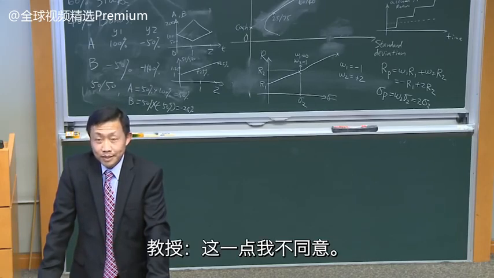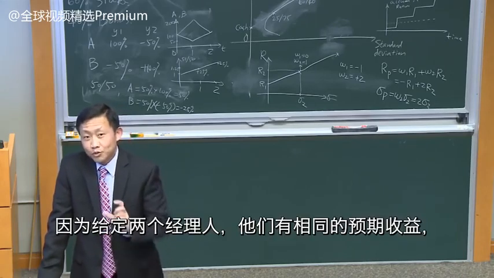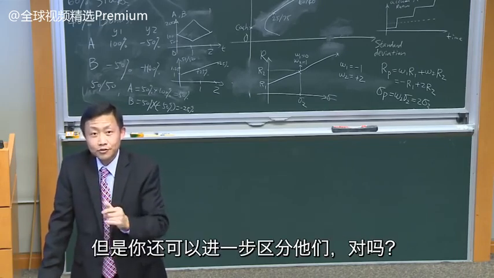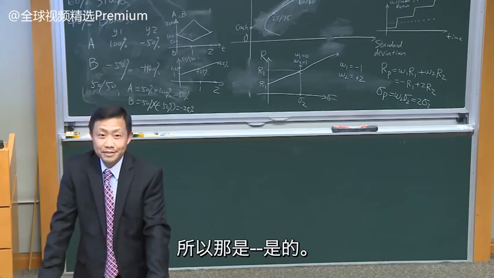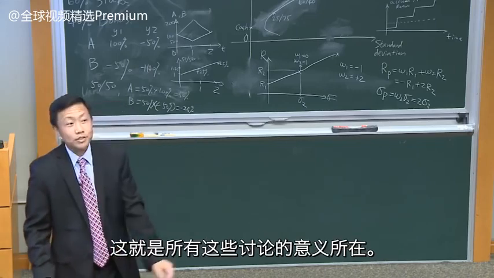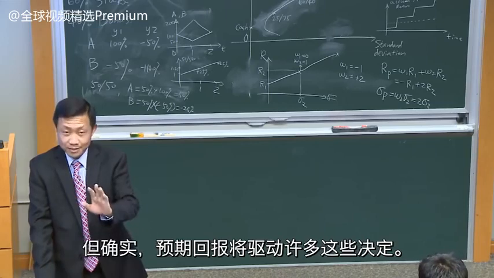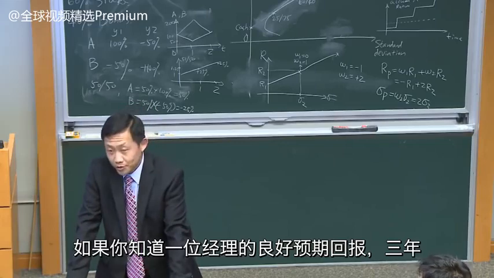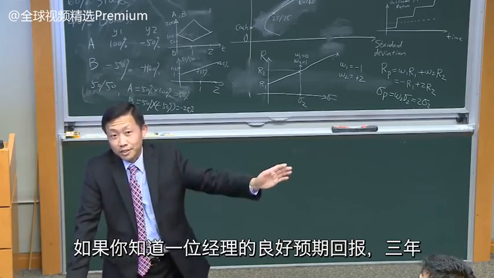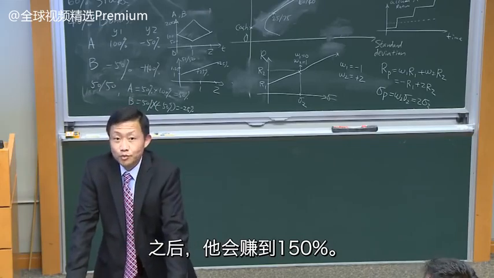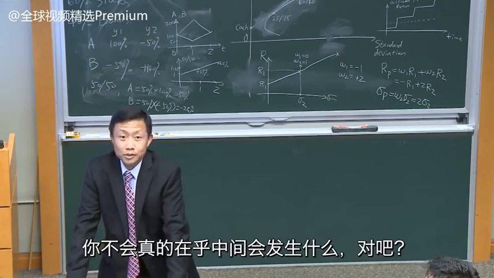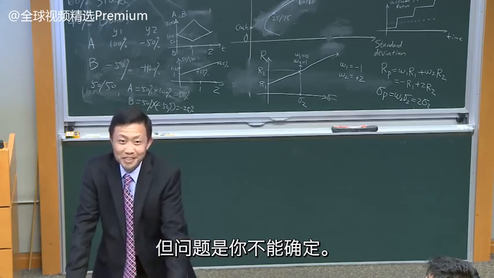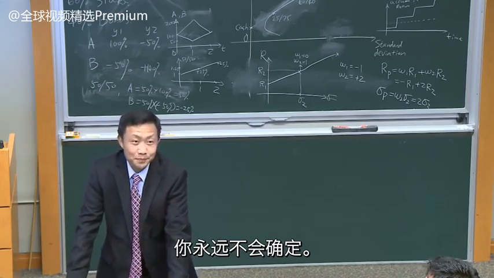I disagree on that. That's the only thing, because given two managers, they have the same expected return, but you can still further differentiate them, right? And that's where all this discussion is about. Yeah. But yes, expected return will drive a lot of these decisions. If you know one manager is good, you expect the return 3 years later, he's going to make 150%. You don't really care what's in between, right? You're just going to ride it through. But the problem is you don't know for sure. Yeah, you will never be sure.